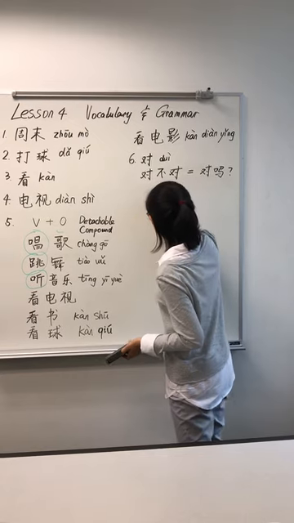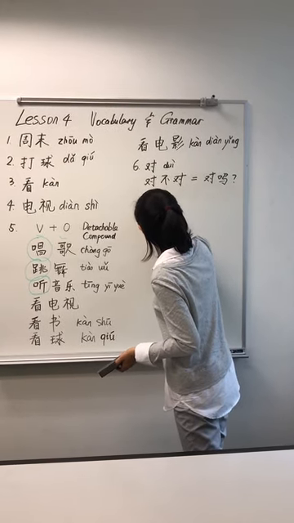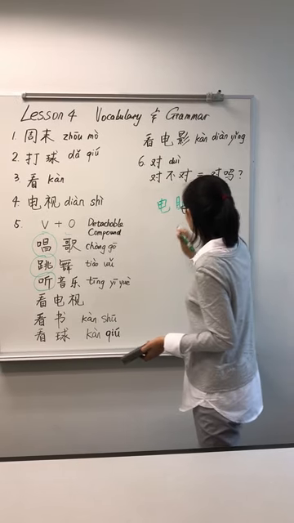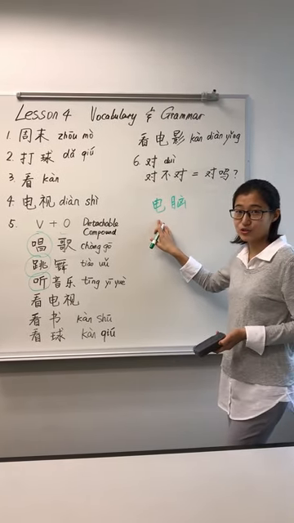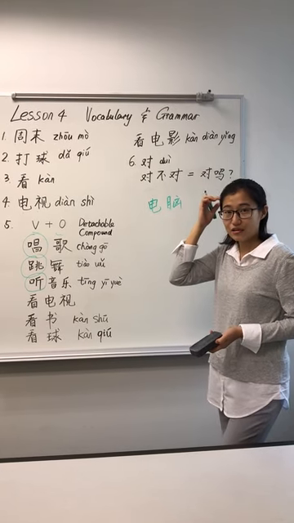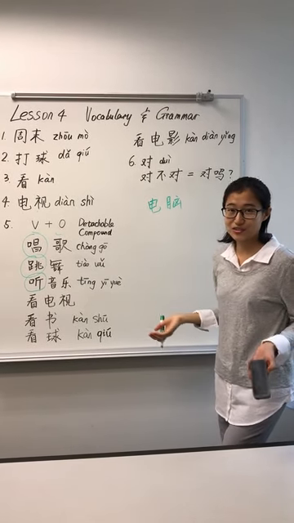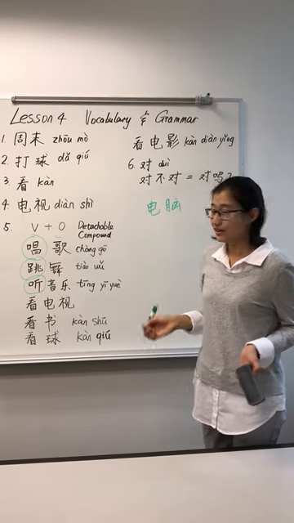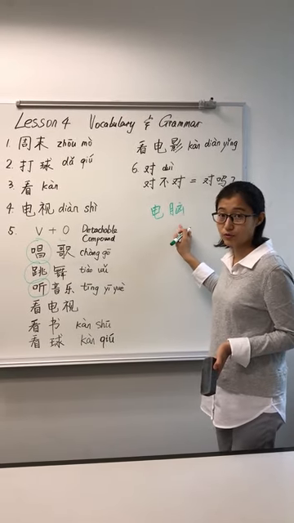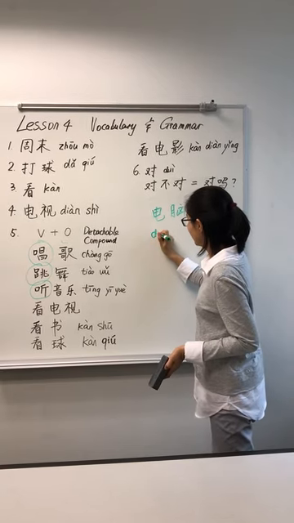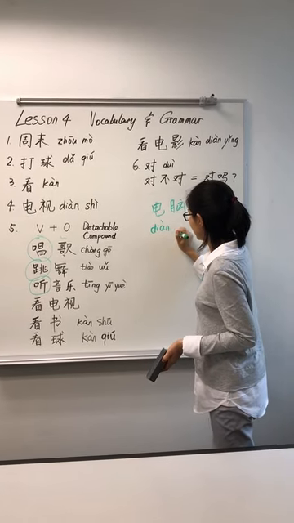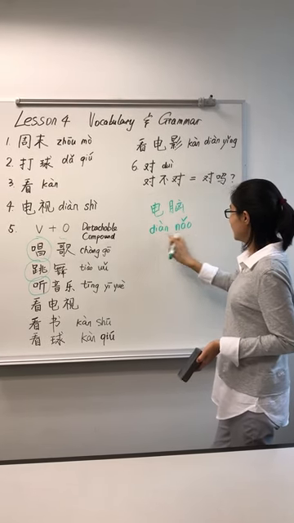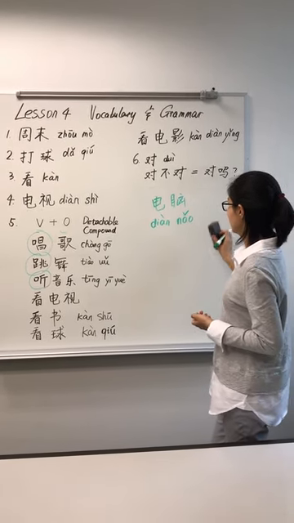And another new word, 电脑. What's this? 电 electricity, 脑 is a brain. So electricity brain, it should be really smart. That's computer. 电脑 that's for computer. 电脑, 电 fourth tone. 电脑, computer.